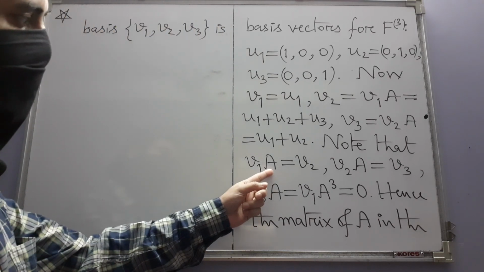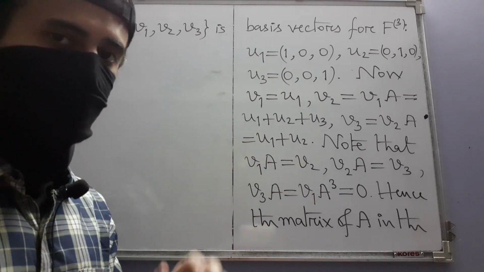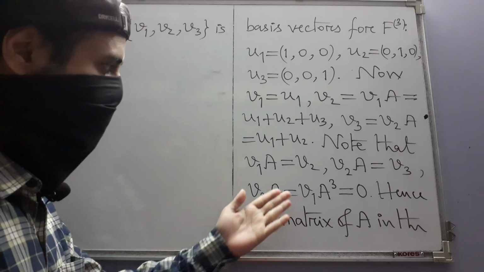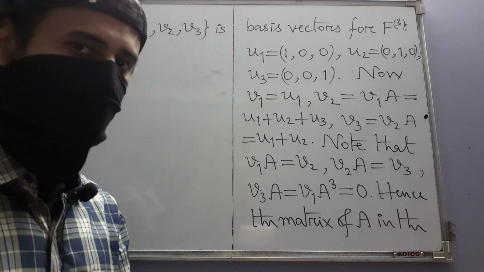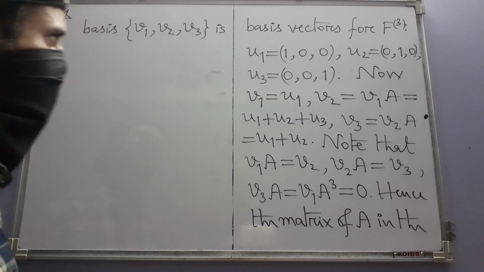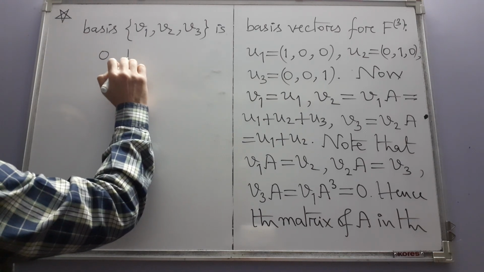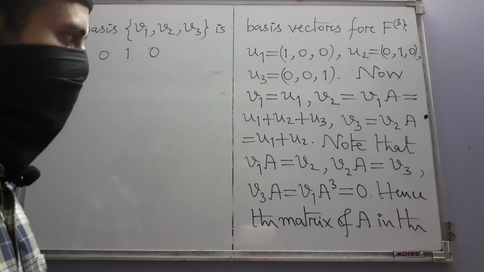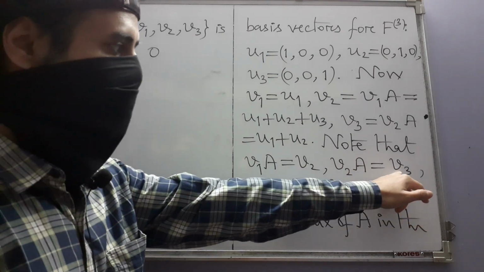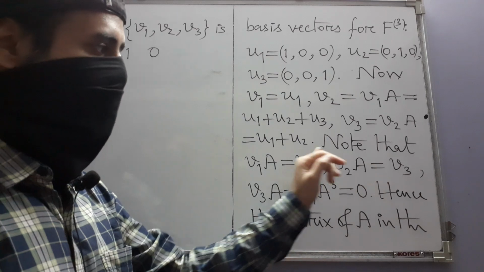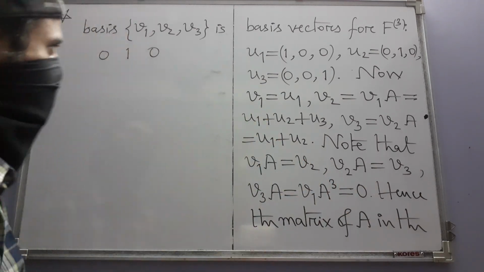Let us first see what A did to V1. V1A is V2. In terms of V1, V2 and V3, what type of linear combination is V2? 0 V1 plus 1 V2 plus 0 V3. That means the first row of our matrix will be 0, 1, 0. What about this one? This will give us the second row. What type of linear combination is this one? In terms of V1, V2, V3, 0 V1 plus 0 V2 plus 1 V3.